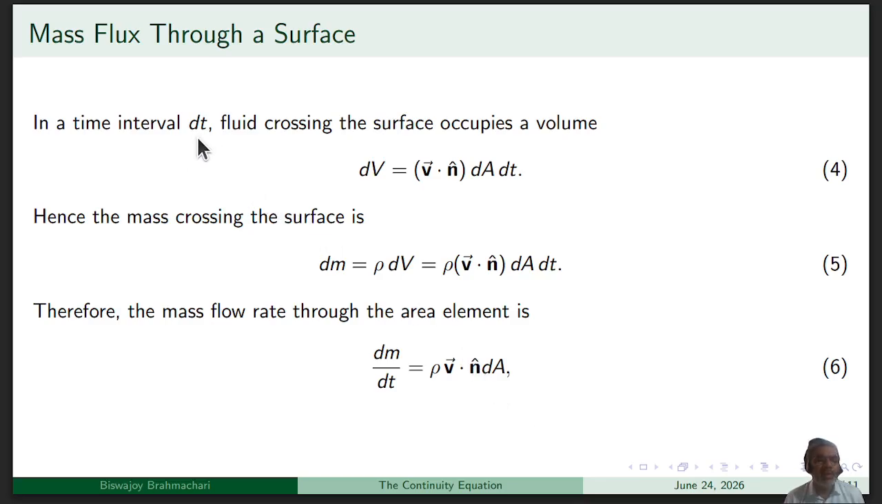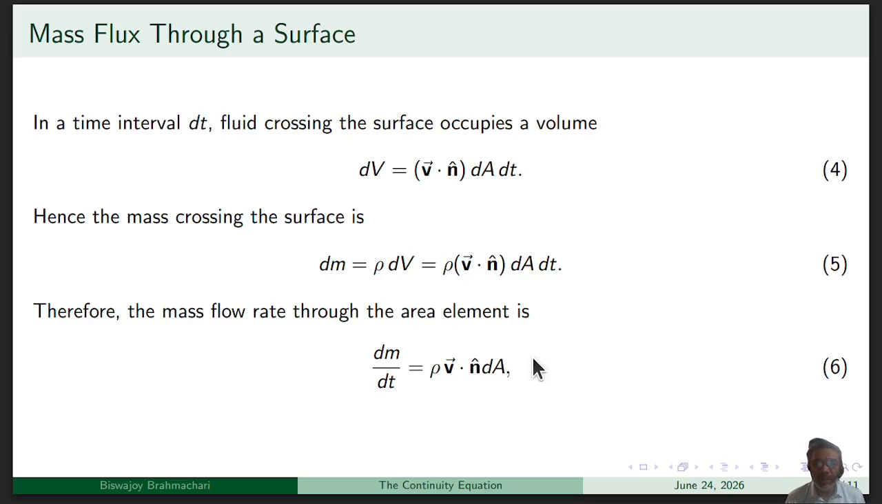In a time interval dt, the fluid crossing the surface occupies a volume of v dot n dt multiplied by dA. This is the volume of a cylinder, because the length of the cylinder is v dot n dt and the cross section is dA. So the mass crossing the surface will be volume multiplied by density, that will be rho v dot n dA dt. That means dm/dt, the rate with respect to time, will be rho v dot n dA.